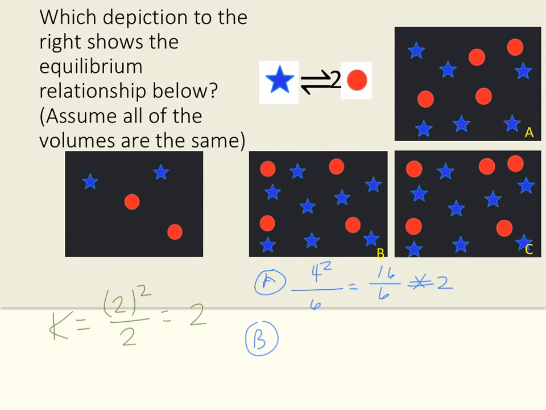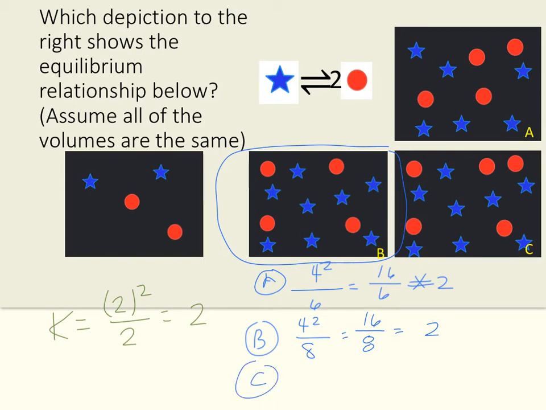All right, so for B, we've got 1, 2, 3, 4. So again, it's 4 squared divided by 1, 2, 3, 4, 5, 6, 7, 8, divided by 8. So that's 16 divided by 8, which does equal 2. And so B would be at equilibrium. And we could just double check C real quick. So I've got 1, 2, 3, 4, 5. So that would be 5 squared divided by 1, 2, 3, 4, 5, 6, 7, 8.